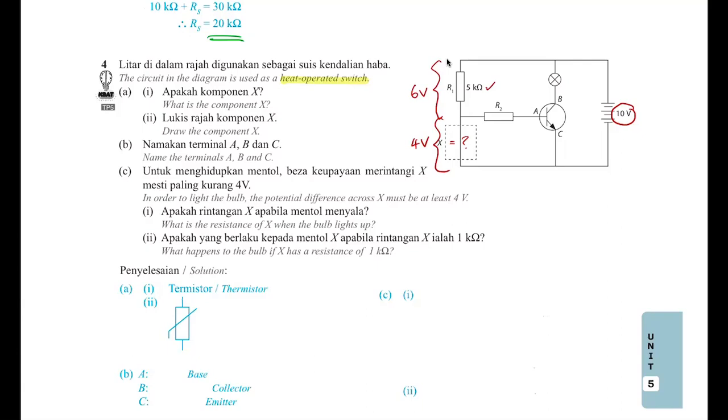Answer. Six over 10 equals to 5 over 5 plus X. Cross multiplication. 30 plus 6x equals to 50. 6x equals to 20. X equals to 20 over 6. Nampak cikgu kira ni?